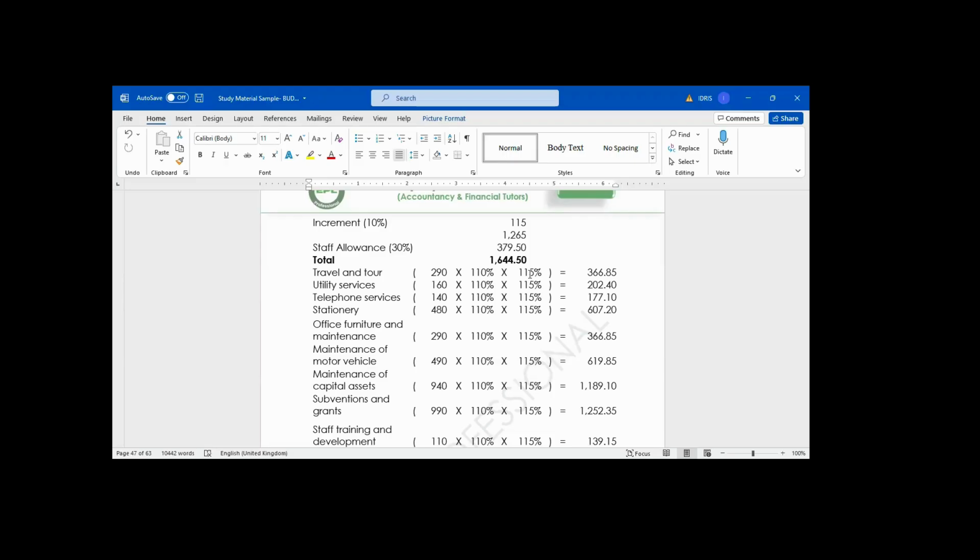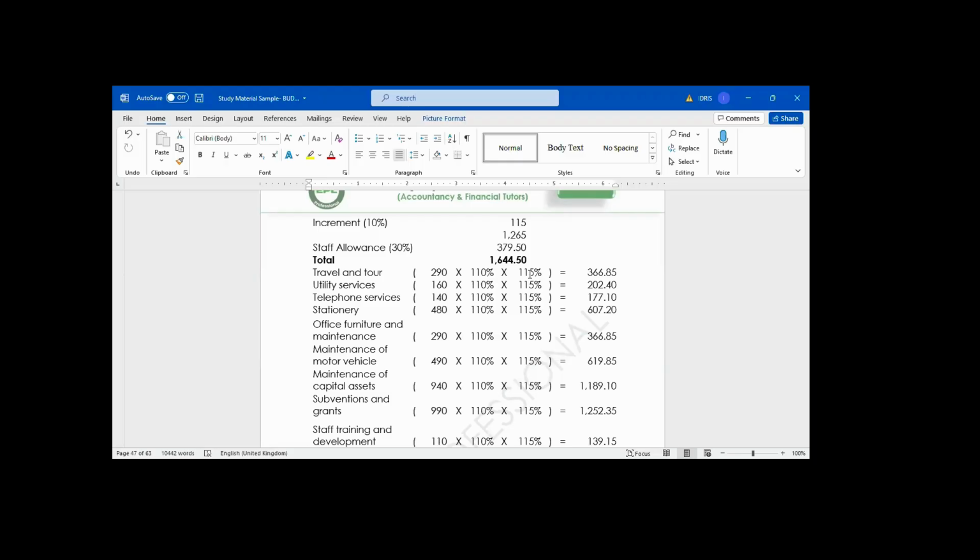What this means is that 290 is the 2012 budget. 2013 budget, the incremental amount will increase by 10%. That means it's going to be 110% of the last year amount. Do we understand? No, I need the 110%.